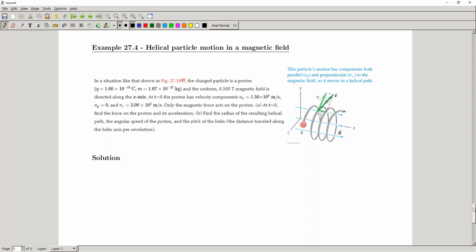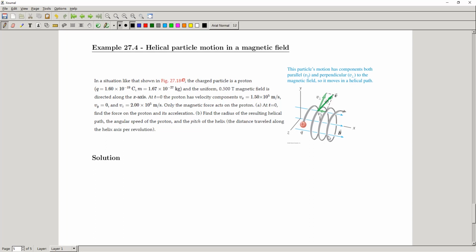What we're looking at here is problem 27.4, a helical particle motion in a magnetic field. Okay, and so the problem starts off with a situation like that shown in figure 27.18, which I put above from the textbook. We have a charged particle in motion, with its charge and mass. We're told that this uniform B field is half a Tesla.